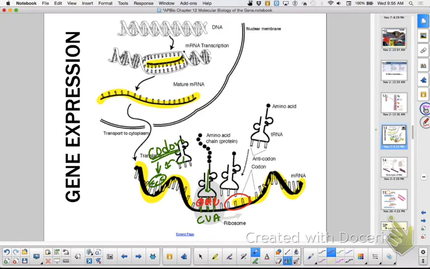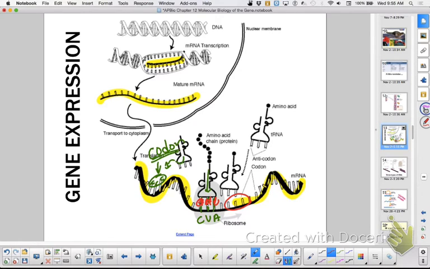Make your mRNA. Now pull it off. Set it aside. Go get your DNA. Zip it back up. Put it away. Get the mRNA. Okay, here we go. You're going to put on a cap and a tail. Put on a cap and a tail. And you cut out the introns before it leaves the nucleus.